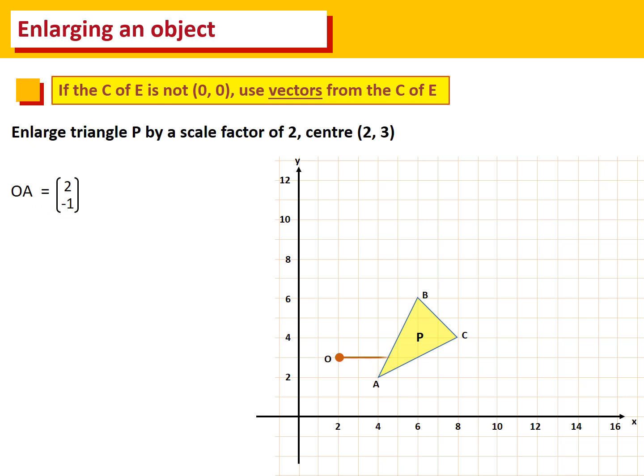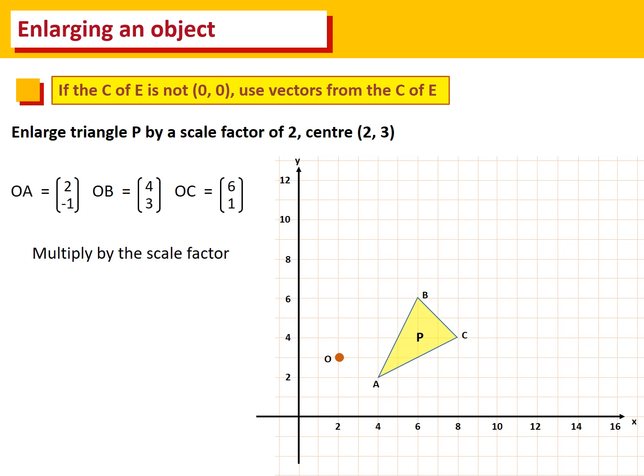Similarly, to get from O to B, we can see on the screen it's 4 to the right and 3 up. Therefore, the vector is positive 4, positive 3. Remember, x direction on top, y direction underneath. And then to get from O to C, we can see it's 6 units to the right and 1 unit up. The vector will be 6, 1.